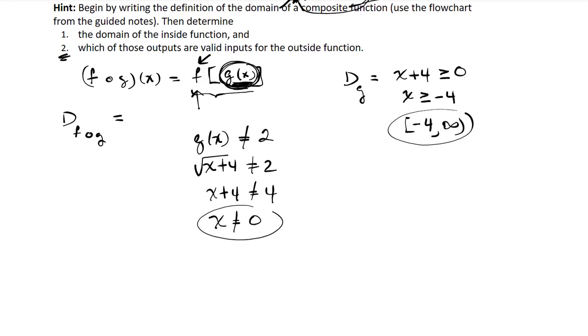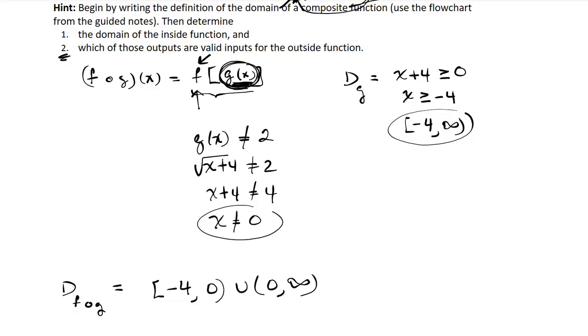And hence the domain of the composite function f circle g is the set of all x values for which it starts at negative 4 up to 0, exclude that, and then from 0 all the way to infinity.